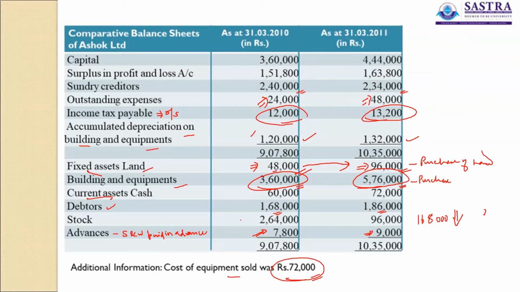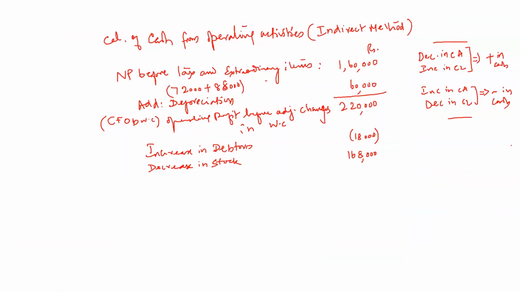Then in case of advances, again there is increase by 1,200. So increase in current asset means less in cash. So increase in advances, 1,200 less.